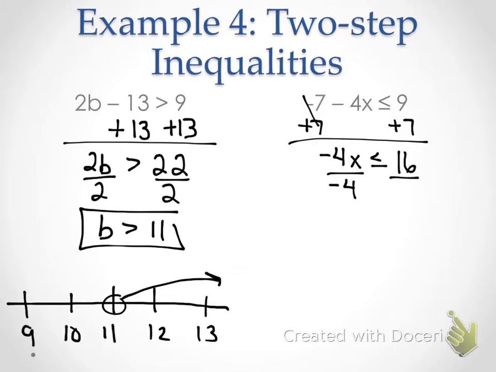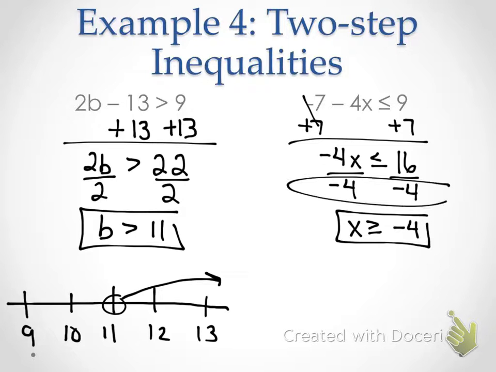Divide both sides by negative 4. Anybody think they know the answer? X is, Jonathan? X is greater than negative 4. Okay, close, greater than or equal to negative 4. Why did he say greater than? I thought it was a less than sign. Very good. You had to divide by a negative to solve, so you have to reverse the inequality.